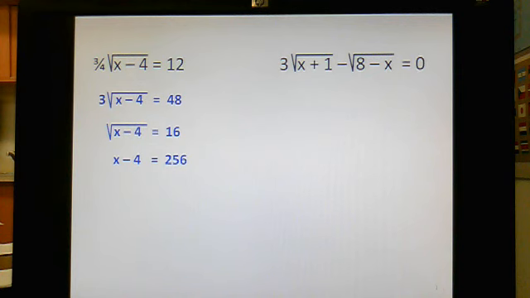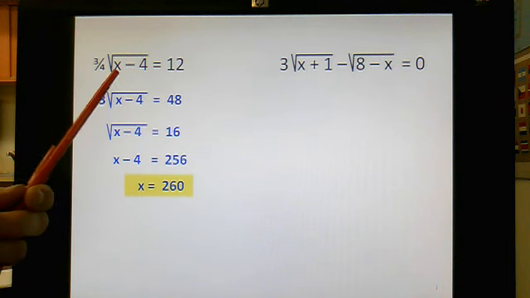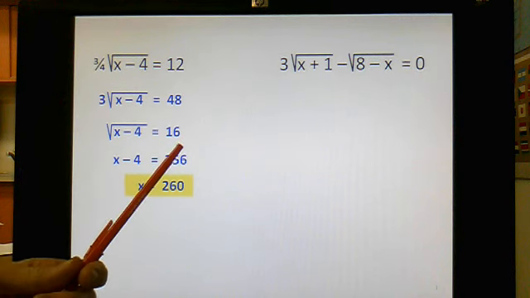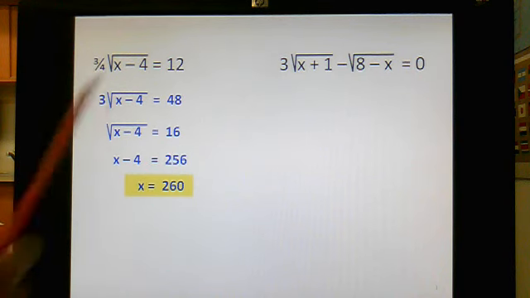And this is what happens when you rush. You say things that don't make sense. X is equal to 260. If you were to plug that back in, 260 minus 4 is 256. Square root of 256 is 16. And 3/4 of 16 is 12, so it actually works.